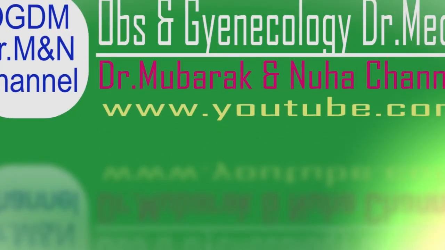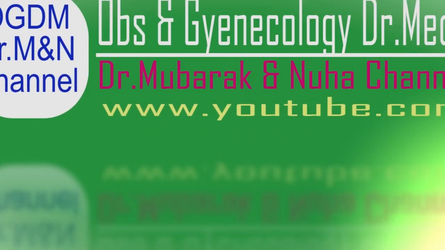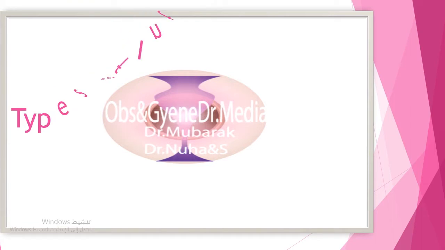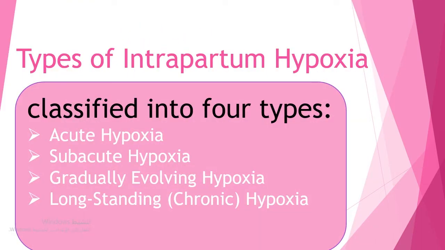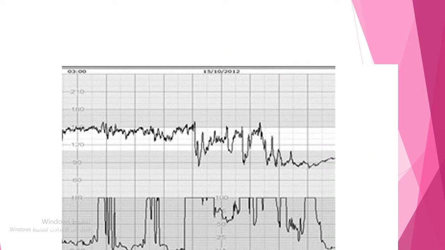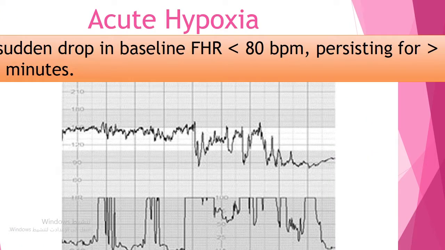Hello everyone. Today we are going to discuss our CTG series topics, and we will discuss today types of intrapartum hypoxia. Based on the rapidity of onset, intrapartum hypoxia is classified into the following four types. 1. Acute hypoxia. A single prolonged deceleration with a sudden drop in baseline fetal heart rate to less than 80 beats per minute persisting for more than 3 minutes.